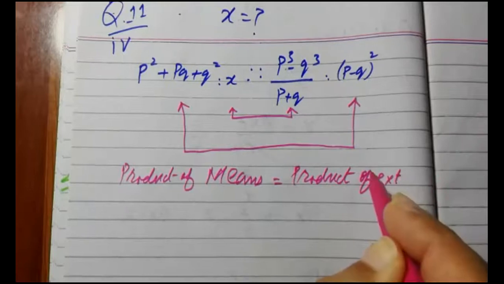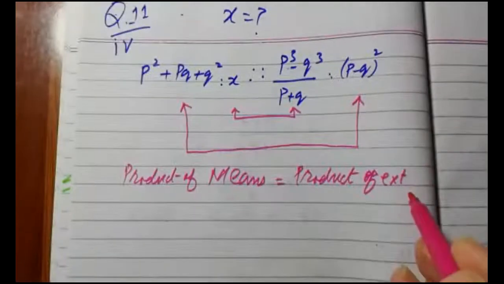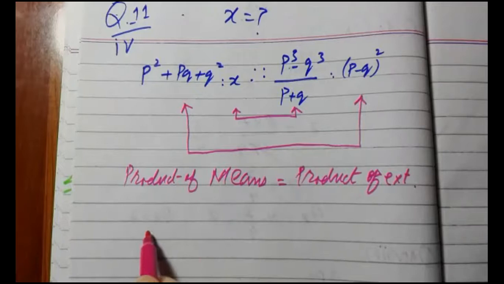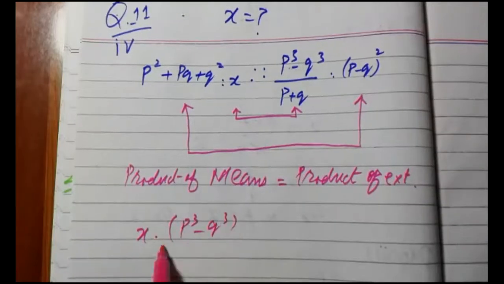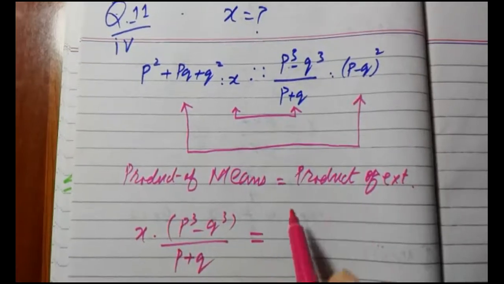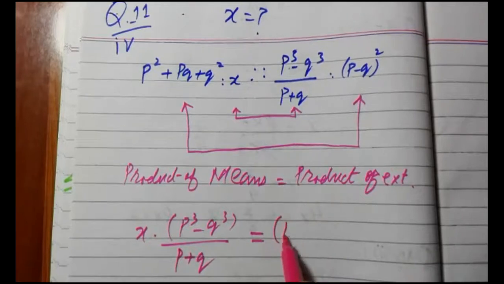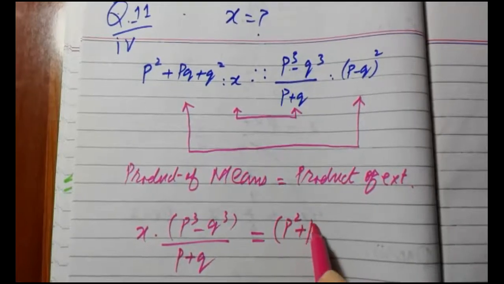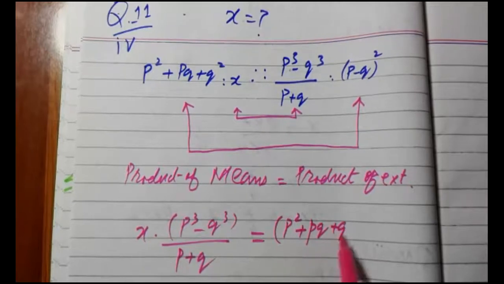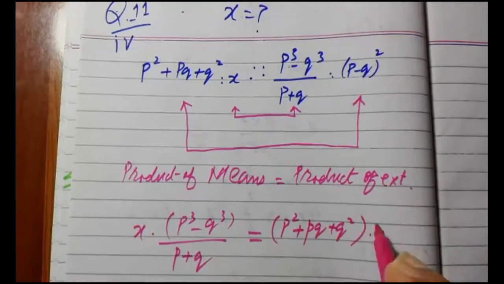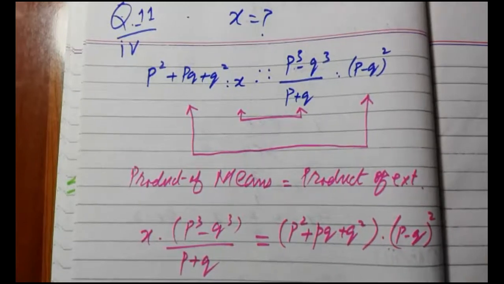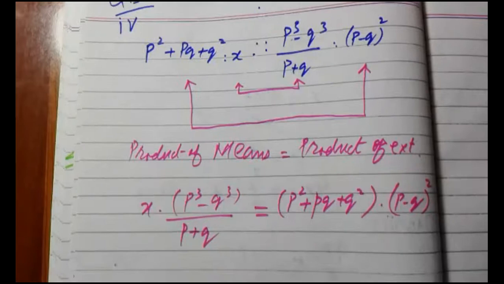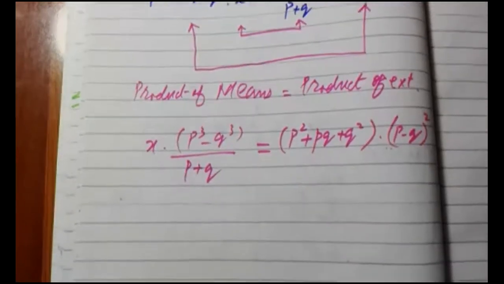So we will solve it in such a way that you will write x times (p raised to power 3 minus q raised to power 3) whole divided by (p plus q). This will be equal to the product of extremes. The first term on the extreme left-hand side is p square plus pq plus q square, and it will be multiplied with (p minus q) whole square, like this one. So we will simplify this expression for the value of x only, right? Let me write how we will proceed.